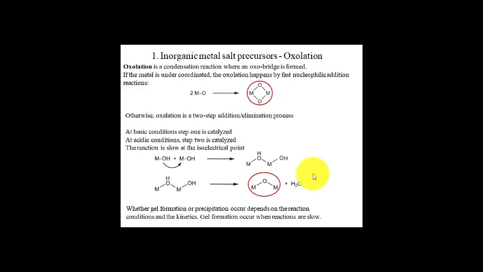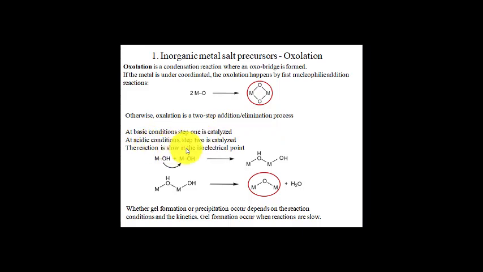The second one is oxolation. Oxolation is a condensation reaction. When an oxo bridge is formed, if the metal is under-coordinated, the oxolation happens by fast nucleophilic addition reaction. So here we have metal oxide. A cyclic structure will be formed where metal, oxygen, metal, oxygen. On the other hand, oxolation is a two-step addition-elimination process. At basic conditions, step 1 is catalyzed. At acidic conditions, step 2 is catalyzed.